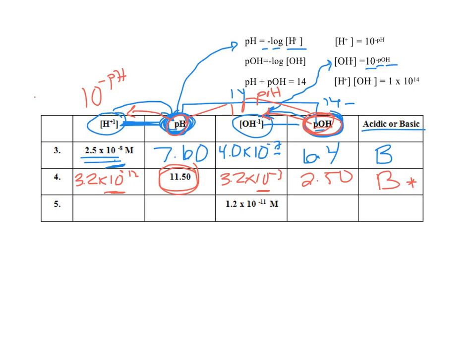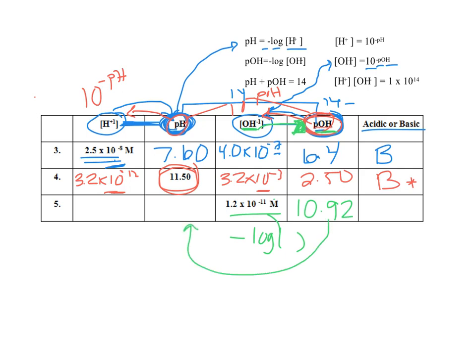Last one, they started us in OH. OH directly relates to pOH, so I call it knock it down. I want to get into those easier numbers, so I'm going to take the negative log of this number, and I get a pOH of 10.92.